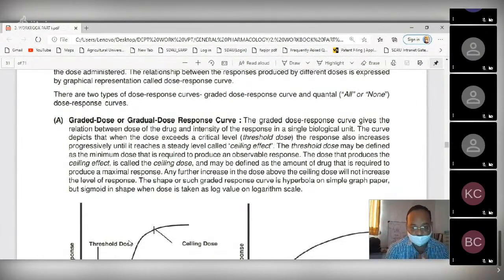That means if you give different doses of paracetamol to a single rat at different time intervals, you will get different responses.